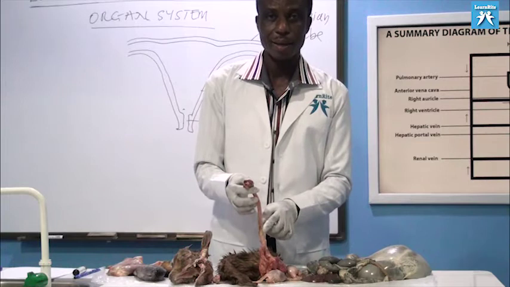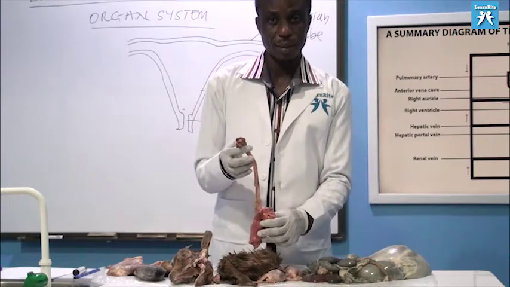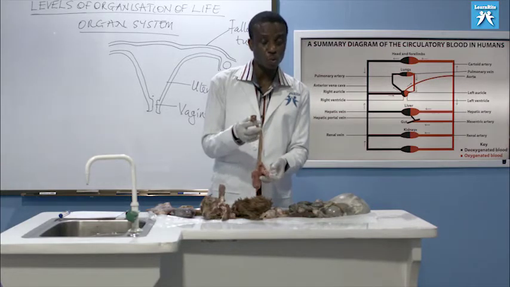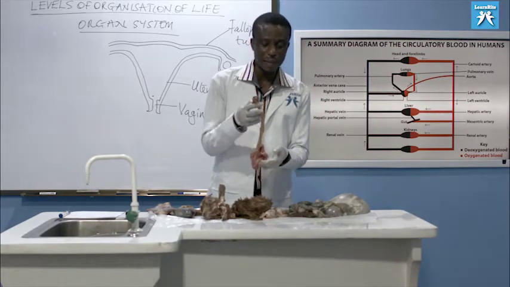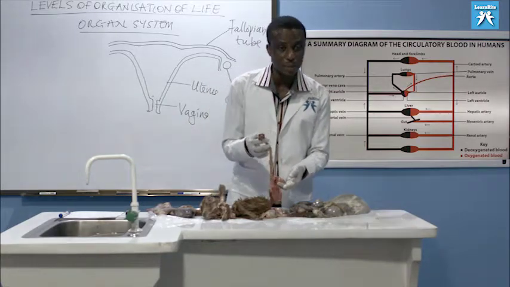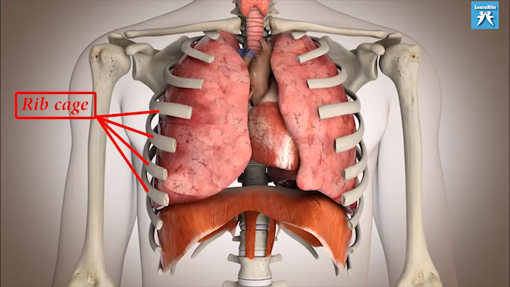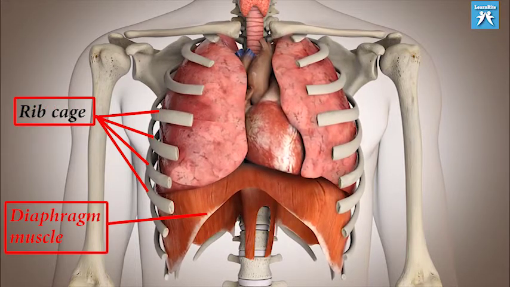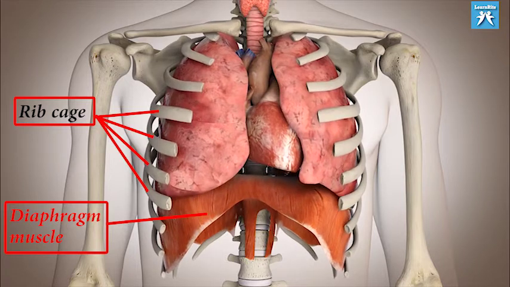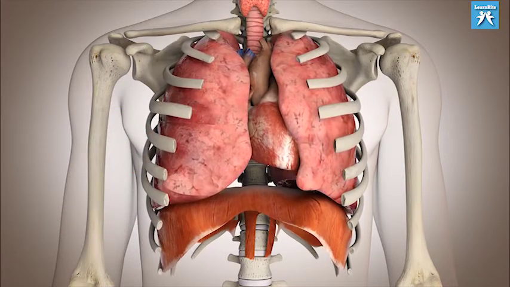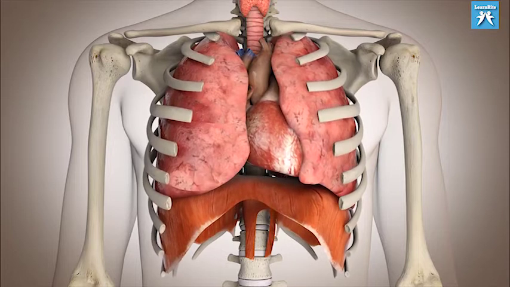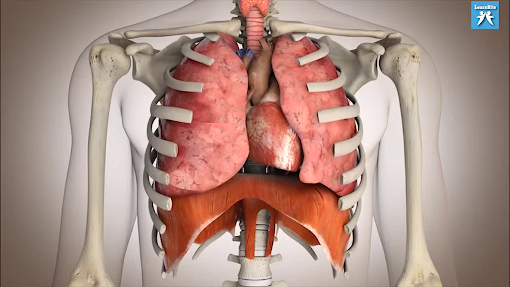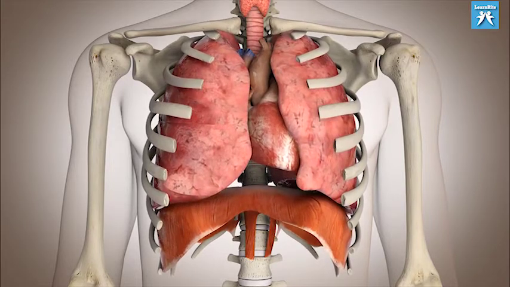Then trachea. Then lungs. Each of them has a specific role to play. Before the air is able to enter, don't forget the intercostal muscles, the rib cage, even the diaphragm, the sheet of muscle that separates the thoracic cavity and the abdominal cavity. So this is the respiratory system. Is it not interesting?